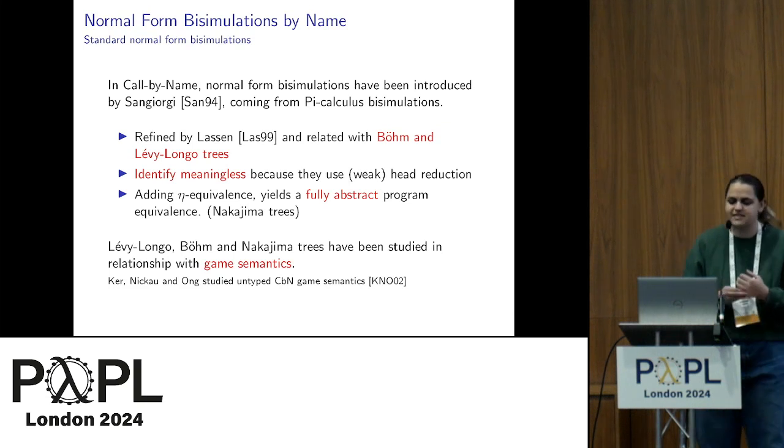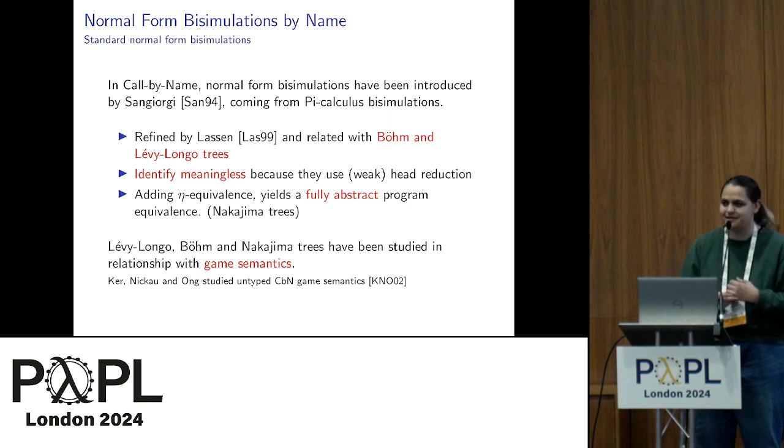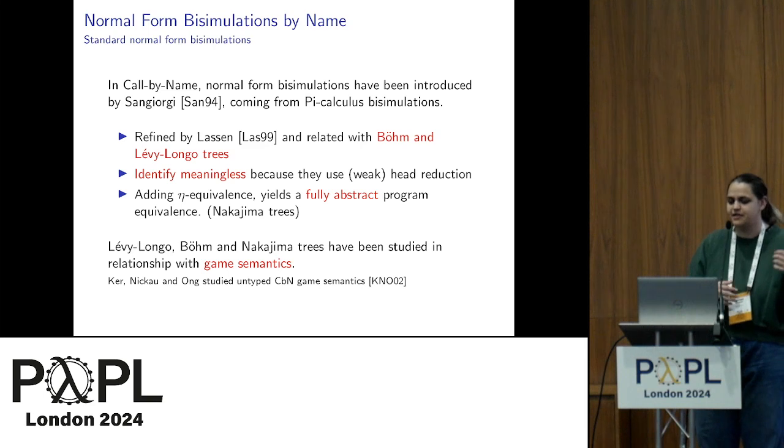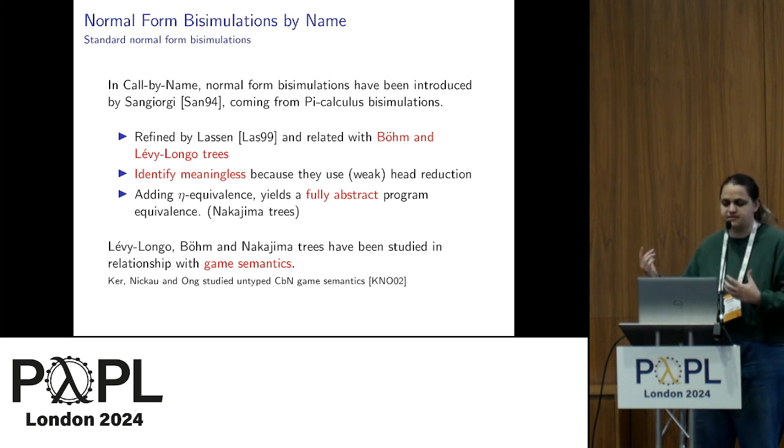So normal form bisimulations have been really understood in call by name, like a lot of concepts that have been understood in call by name but are not understood in call by value. Normal form bisimulations have been introduced by Sangiorgi, coming from pi calculus bisimulations, and later refined by Lassen and related with Böhm and Lévy-Longo trees. They identify meaningless terms because they use head reduction. So remember, meaningless is non-head normalizable.